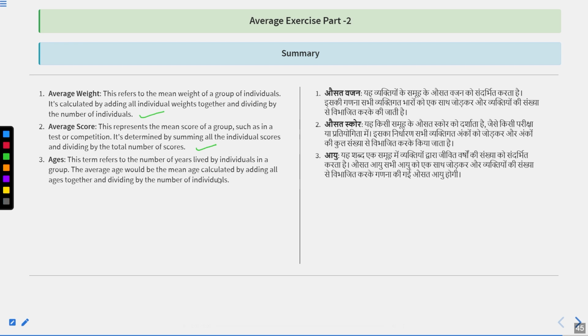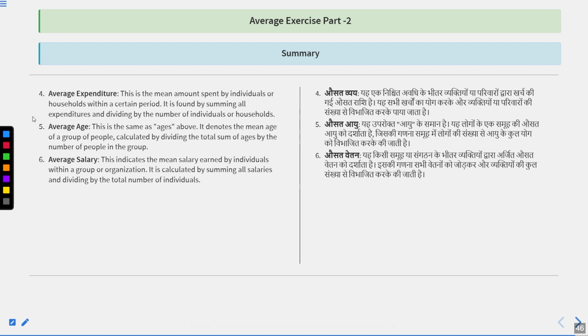What is average age? The term refers to the number of years lived by individuals in a group. The average age would be the mean age calculated by adding all the ages together and dividing by the number of individuals. Now, what is the average expenditure? This is the mean amount spent by the individual or household within a certain period. It is found by summing all the expenditures and dividing by the number of individuals or households.